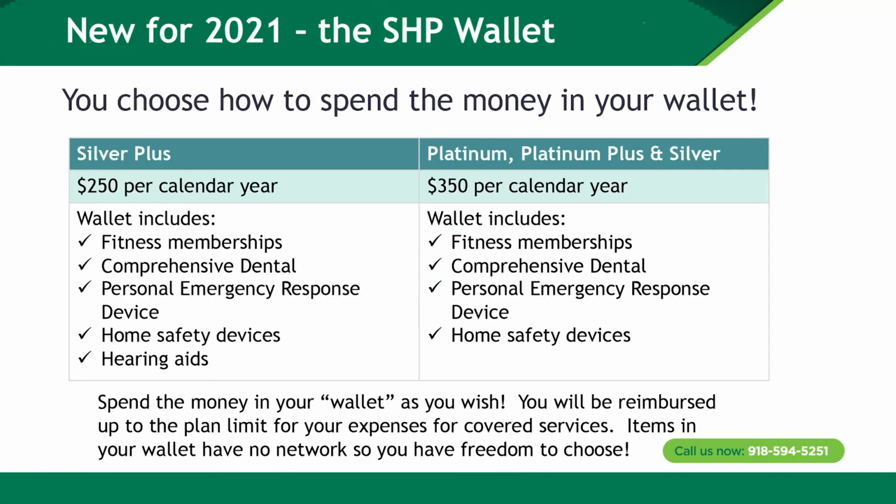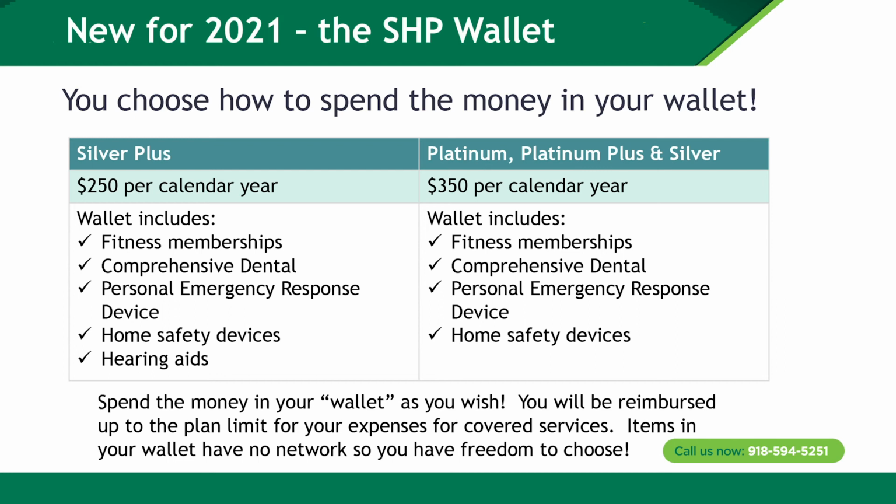Now let's talk about a new benefit for 2021. This is our wallet benefit. You'll see here our chart that shows the benefits for Silver Plus and the Platinum, Platinum Plus, and Silver plans. The wallet benefit has a maximum dollar limit that you can spend on the benefits you'll see here on the chart. Our wallet benefit includes things like fitness memberships, personal emergency response devices, comprehensive dental, home safety devices, and more.